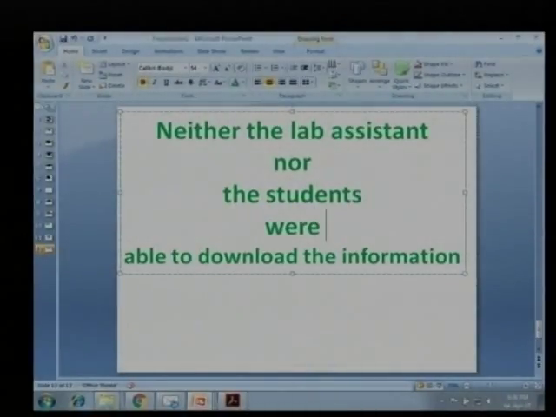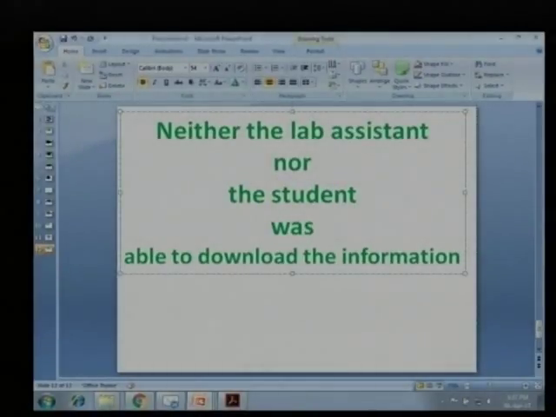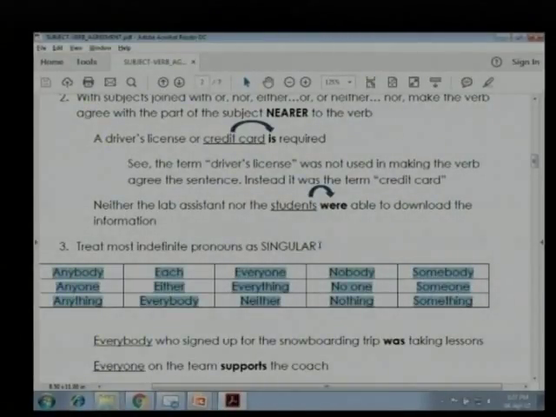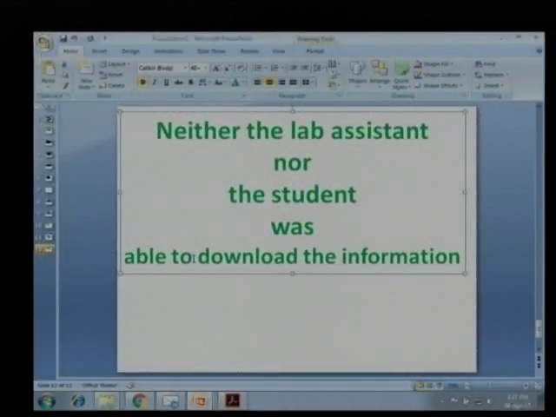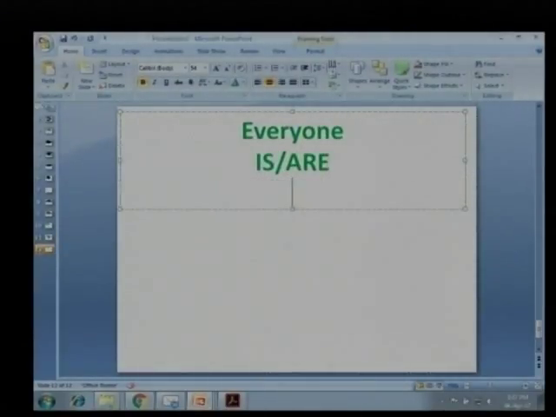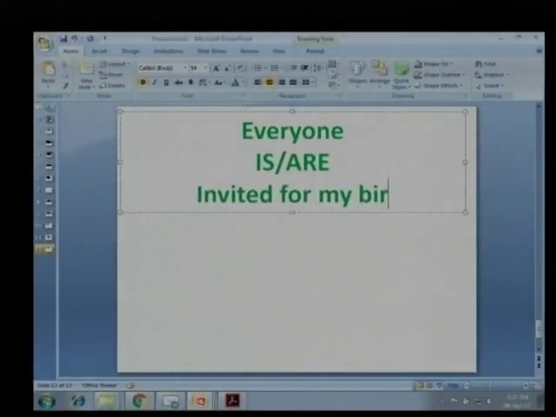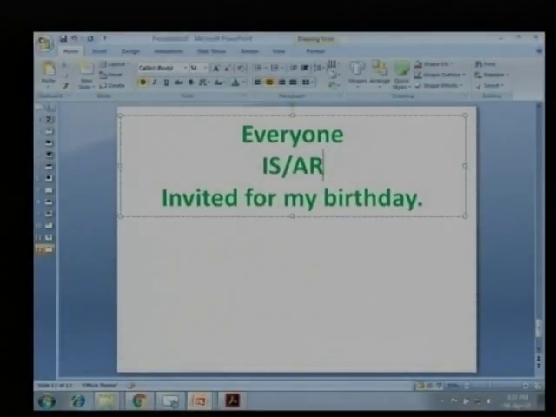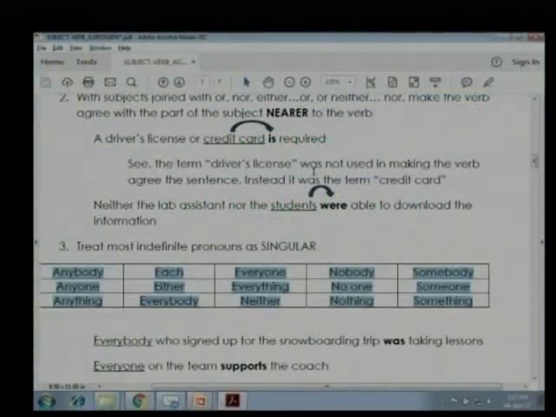Since this is a plural form, I will use "were", but if it's a singular form, I will use "was", and these are past tense forms. What if you have words like this: anybody, anyone, anything, each, either, everybody, everyone, everything, someone, no one, somebody, nobody, something, nothing? All of these are considered singular only. So let me give you another example. Everyone is invited or are invited for my birthday. It should be "is invited", because everyone, someone, no one, you have all these forms, right?